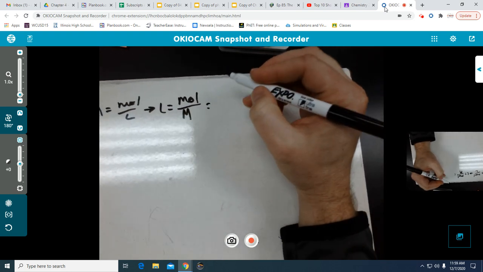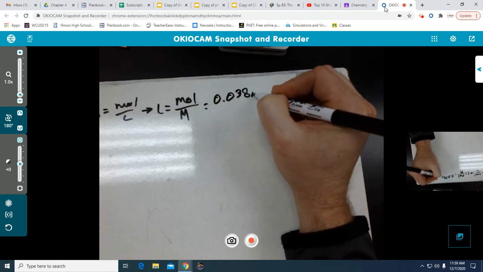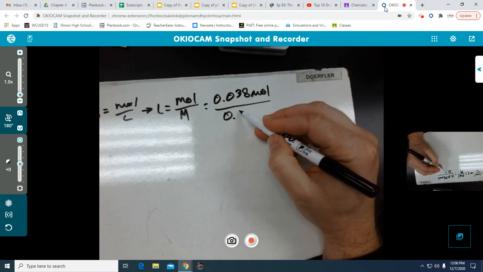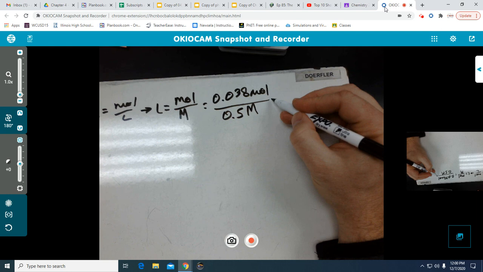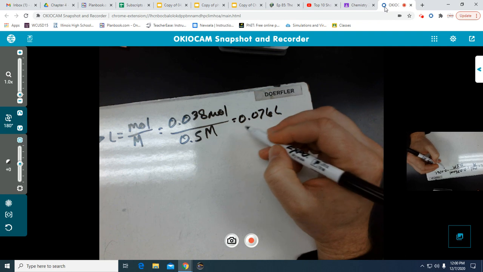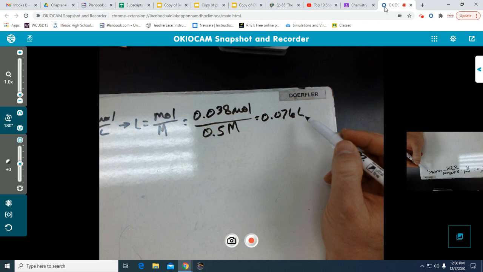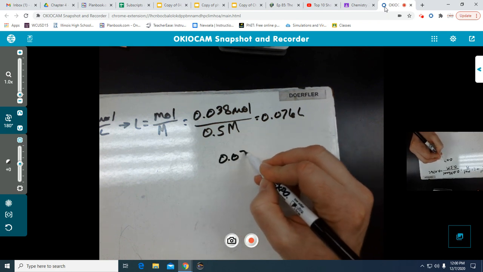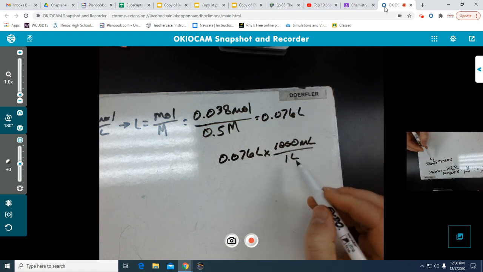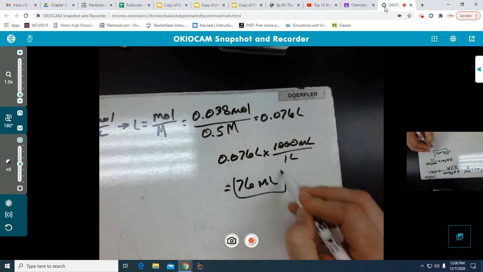And so we're told how many moles we have. That is 0.038 moles of sodium sulfate. We know what our concentration is, 0.5 molar. We get 0.076 liters. But again, we need to answer this in terms of milliliters. So we're going to take the 0.076 liters and multiply it by 1,000 milliliters per liter, and we're going to get a final volume of 76 milliliters.